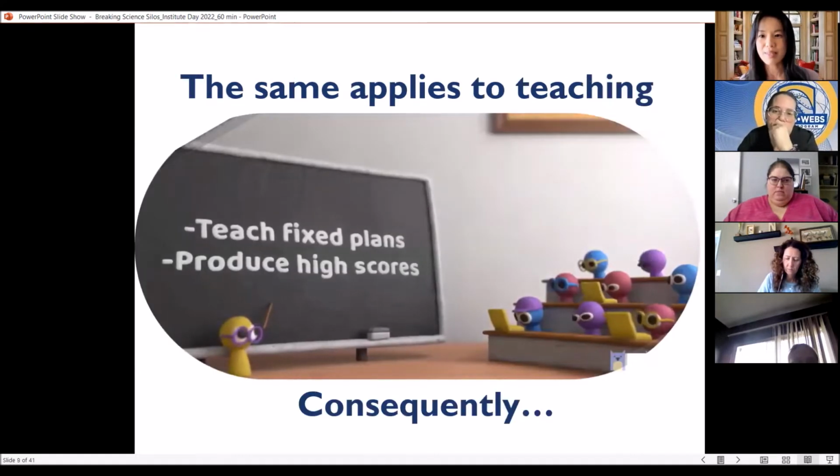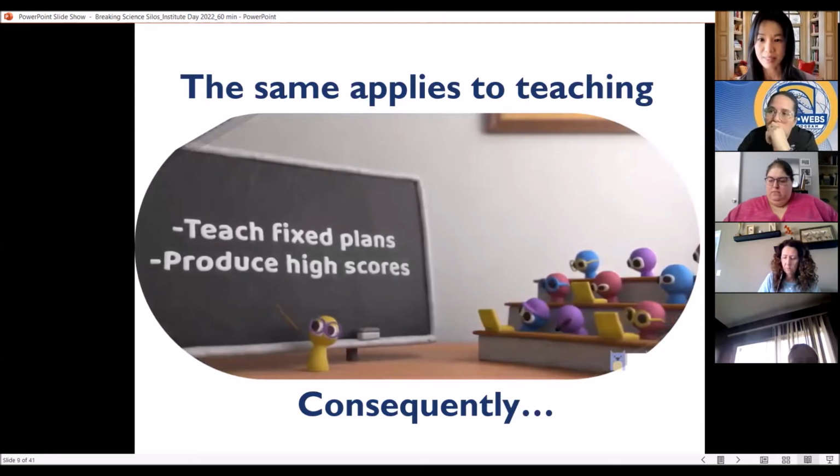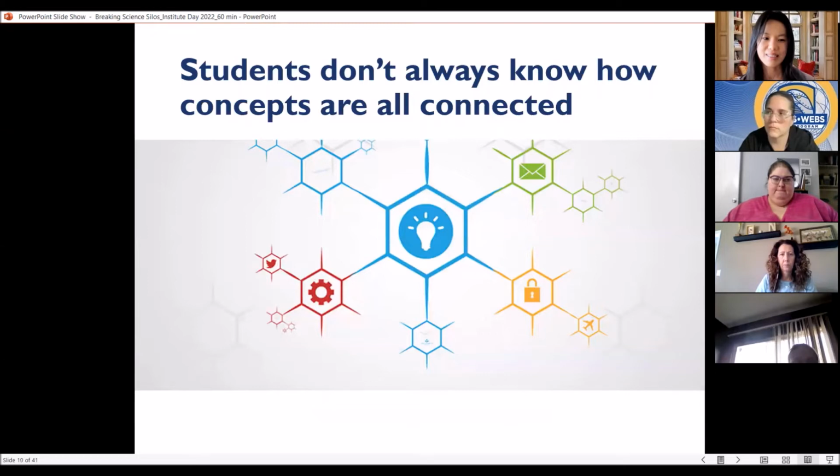Well, the same thing also applies to teaching, right? We often teach a lot of fixed plans, mostly because that's what state tests are testing, and also because we are evaluated on student progress, right? And so a lot of times we're used to teaching things that will produce those high scores or those results, right? However, doing it this way often leads students in a situation where they don't always know how the concepts they're learning, especially in different classes, are connected to each other, right?